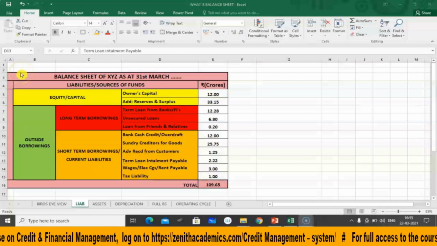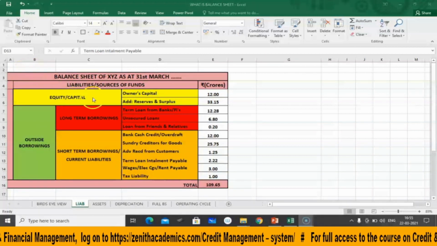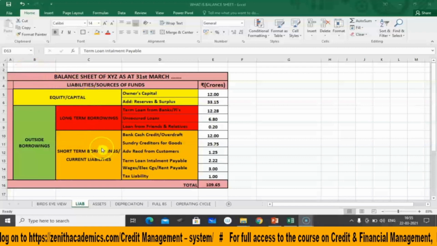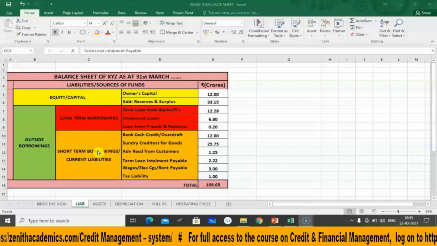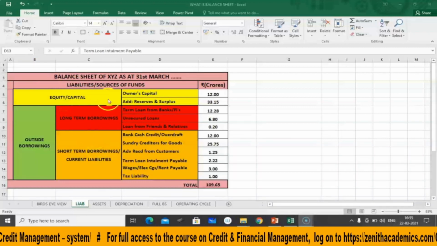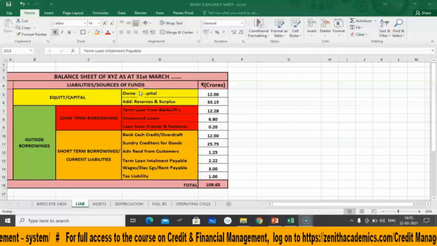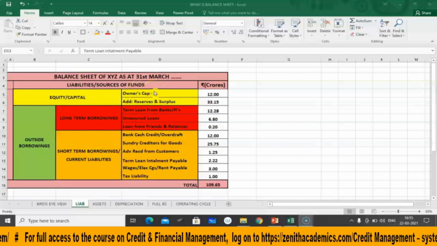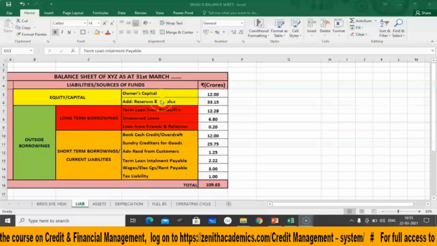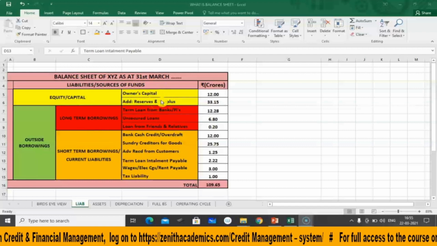So now we have 3 groups: the equity or the capital, the long-term borrowings, and the short-term borrowings. Let's look at each of them. The equity or the capital contains the owner's capital, that is the original capital invested by the owner, plus the reserves and surplus. Now, what are reserves and surplus?